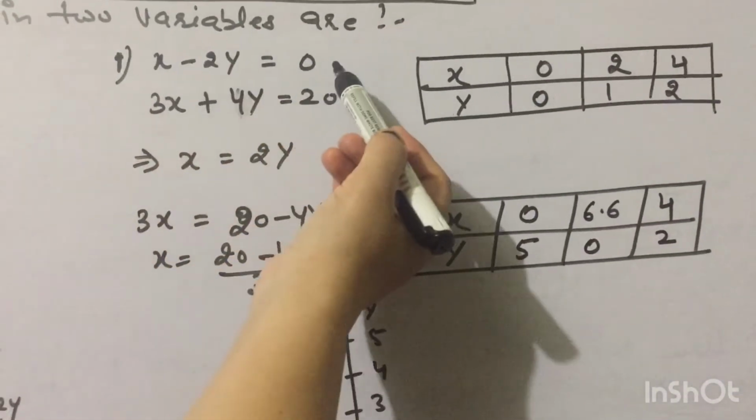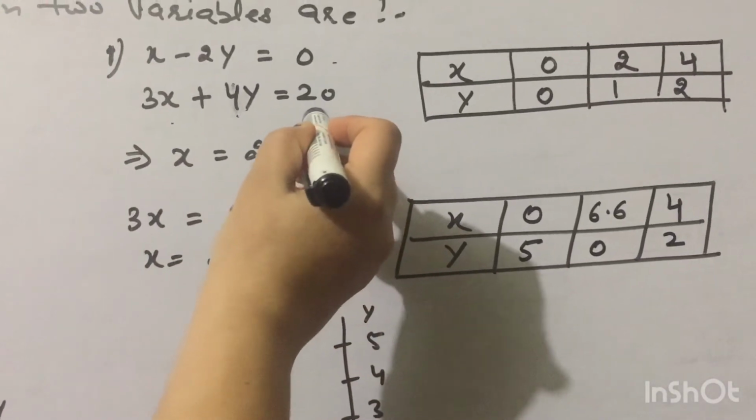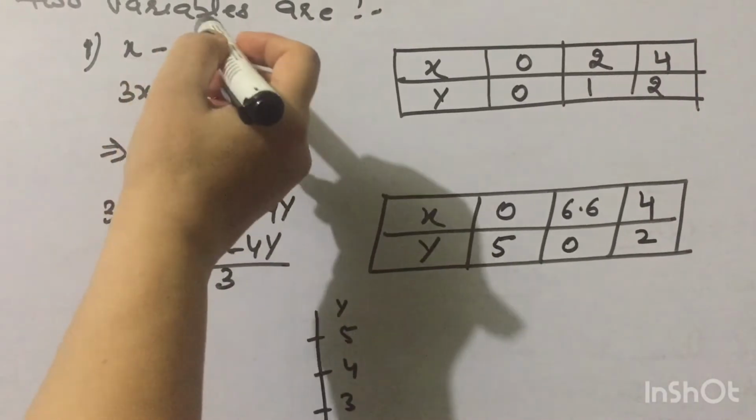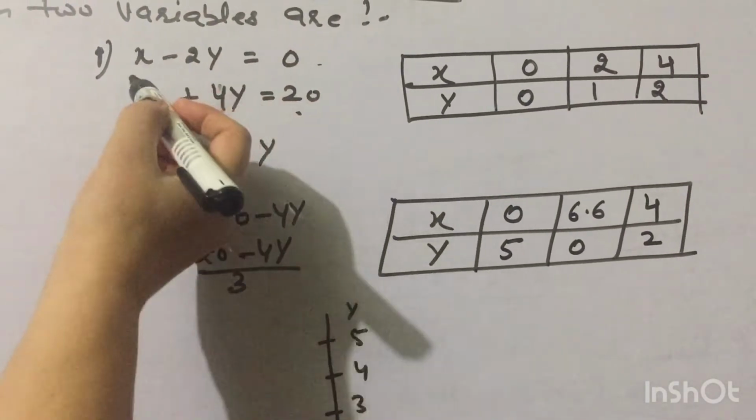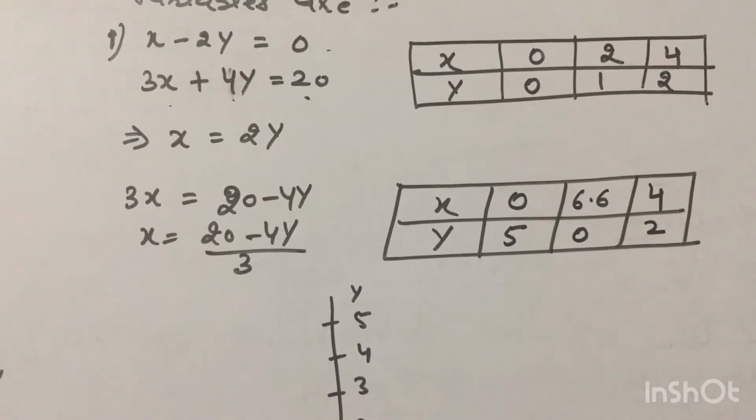I want to show one example. x minus 2y equal to 0, and 3x plus 4y equal to 20. Two linear equations in two variables are given. x, y are variables here. We have to show their solution graphically.